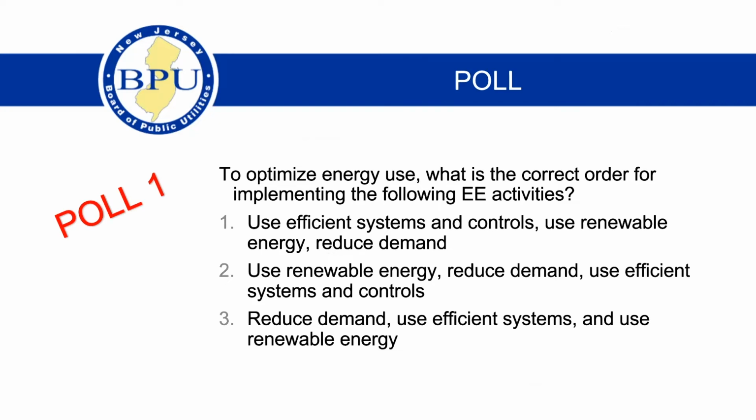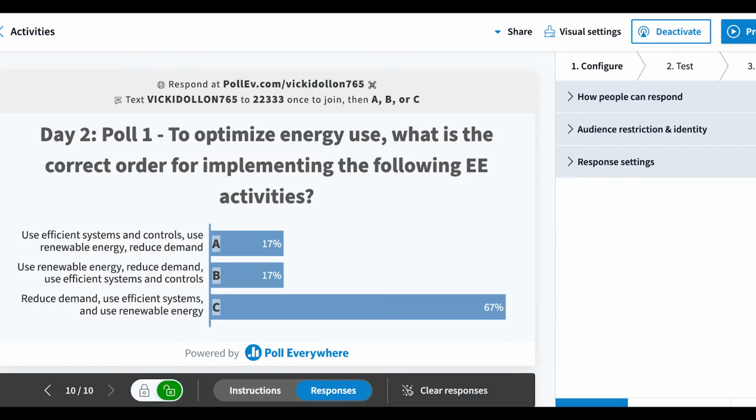So the first choice they give, I guess you're supposed to put these in order, right, Vicki or Dean? They're in order and you just pick which one. 17% of you said it was number one. Another 17% said number two. And then a whopping 67%, or two-thirds, said number three.